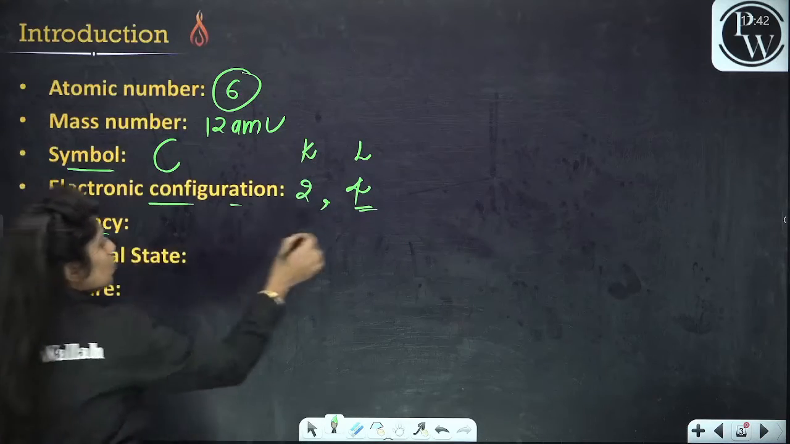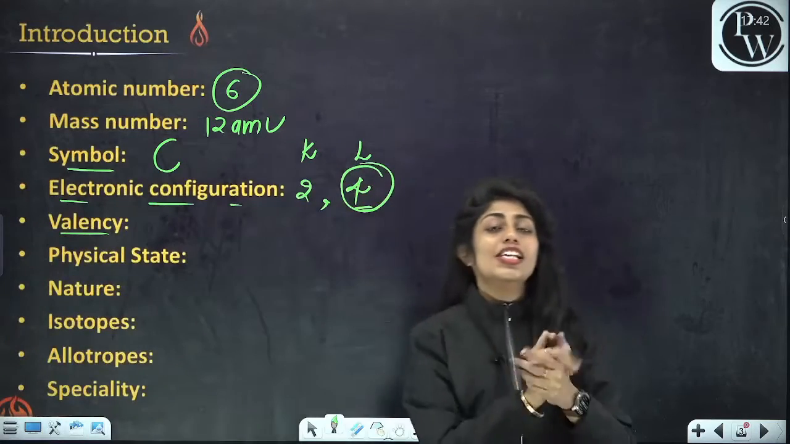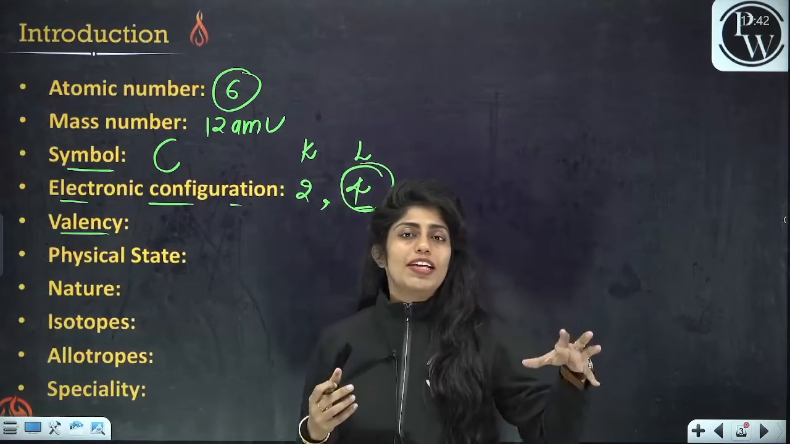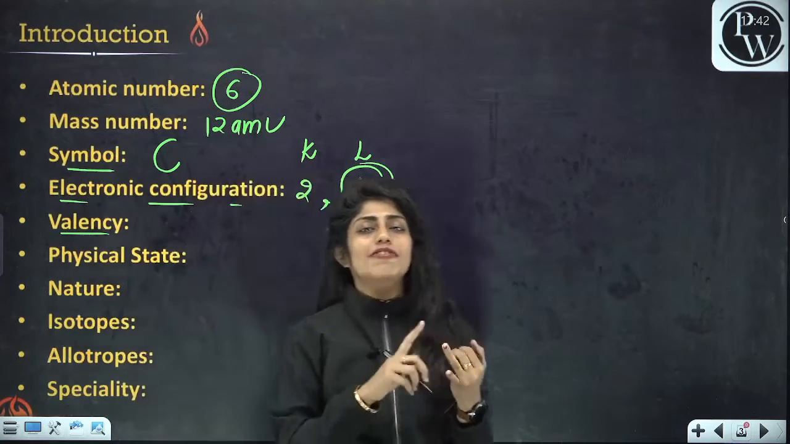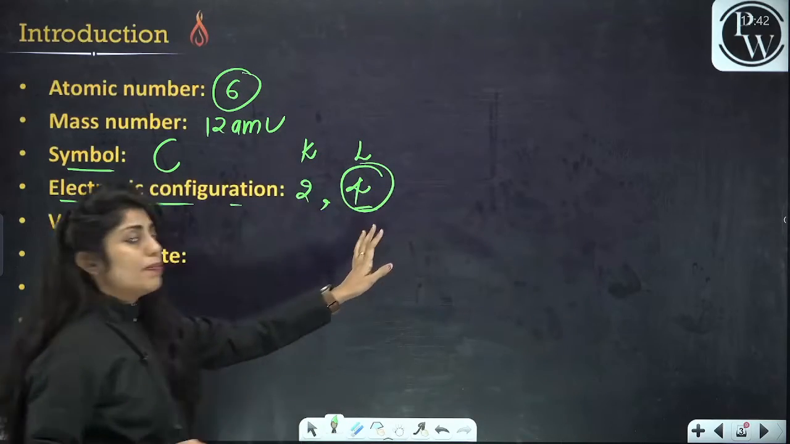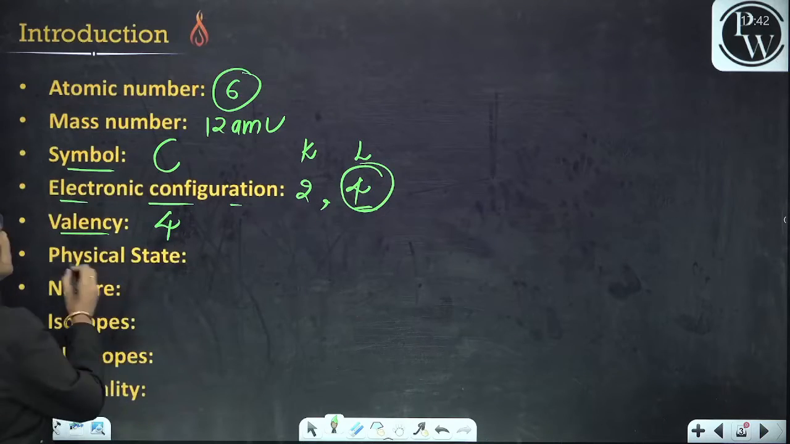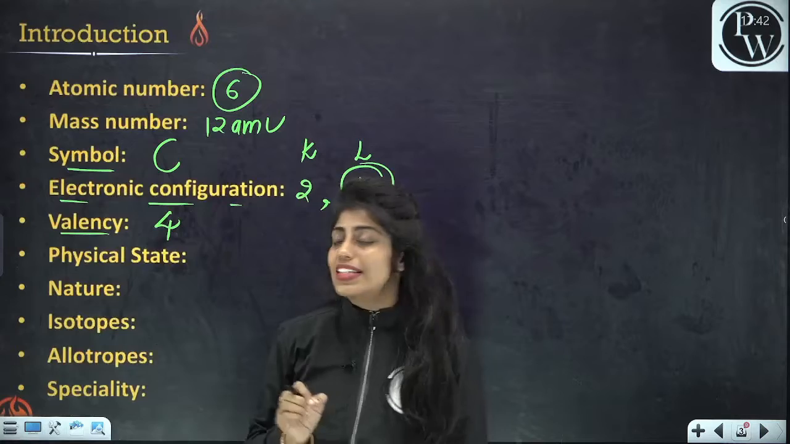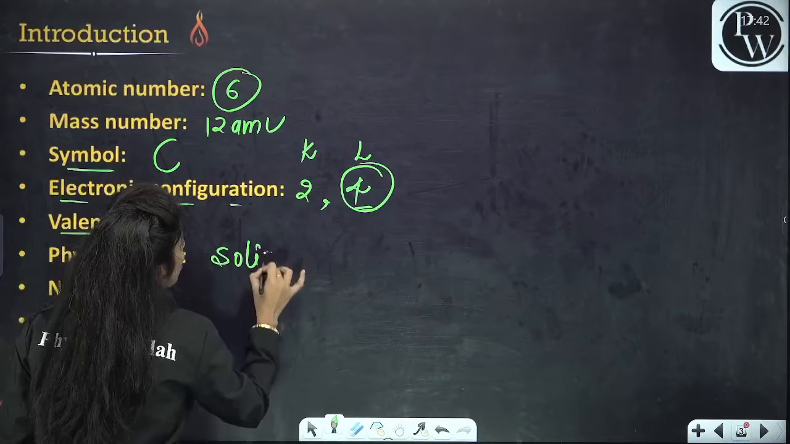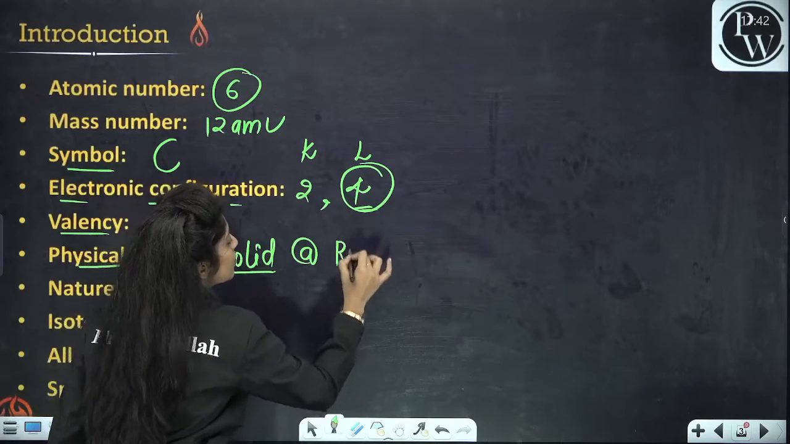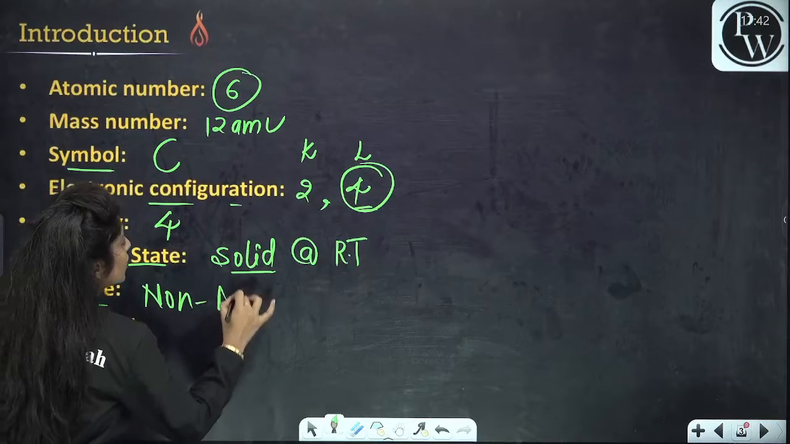Then the valency. How do we find the valency? The outer shell electrons, the valence electrons, if the number of electrons is 1, 2, 3, 4, that's equal to the valency. If the number of electrons is 5, 6, 7, 8, we have to subtract it from 8 and then we get the valency. So here the valency is 4 only. Valency is the combining capacity. Next we have physical state. Generally carbon is found in solid state at room temperature. It is non-metallic in nature.